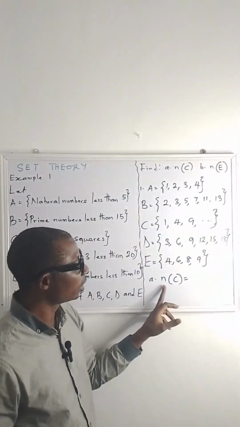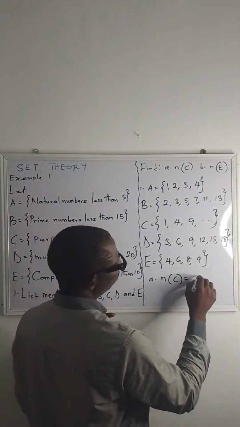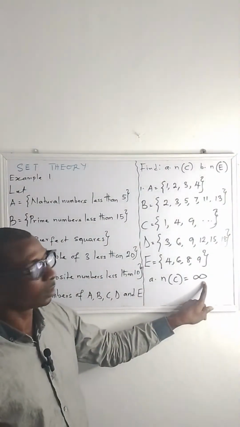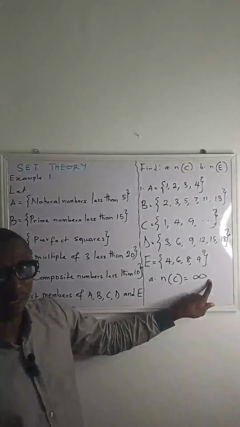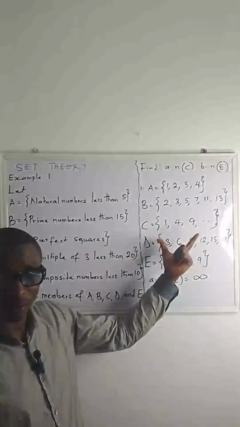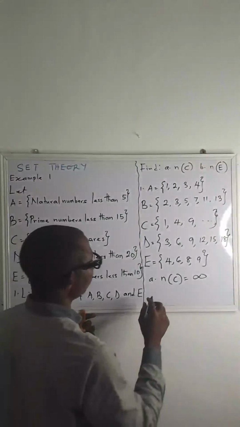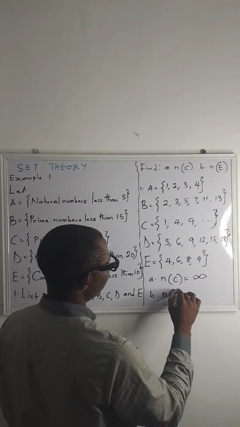So in this case, the number of elements here is going to be infinite. It's going to be infinity. Look at this symbol: uncountable, so this is infinity. That is the number of elements we have in set C. You cannot count all the elements inside. That's going to be the answer. Now let's look at the second one: the number of elements in set E.